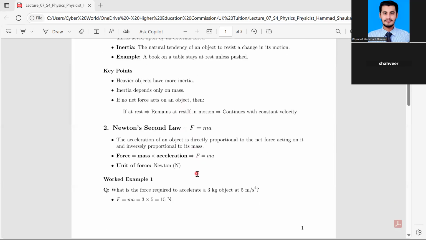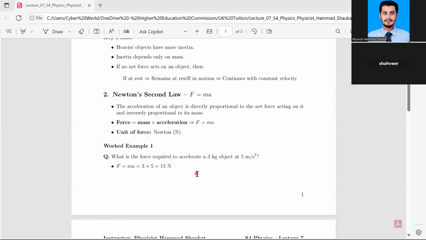Now move on towards Newton's second law of motion. This is an important law. This tells us that the acceleration of an object is directly proportional to the net force acting on it and inversely proportional to its mass. Means if your body is having more acceleration, then this should be directly proportional to the net force.